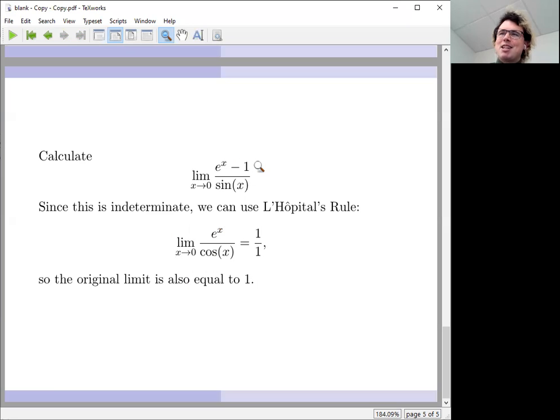The derivative of e to the x minus 1 is, of course, just e to the power x. The derivative of the sine of x is the cosine of x. So now I can try my direct substitution, and it actually goes through this time. So if x equals 0 here, my numerator is going to be 1. My denominator is also going to be 1. So the original limit has to be 1.